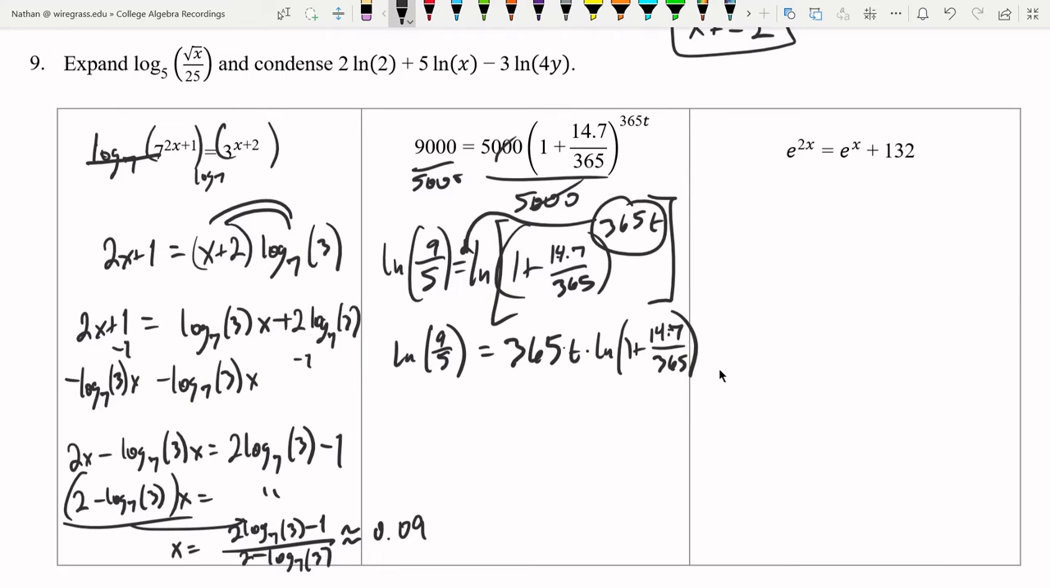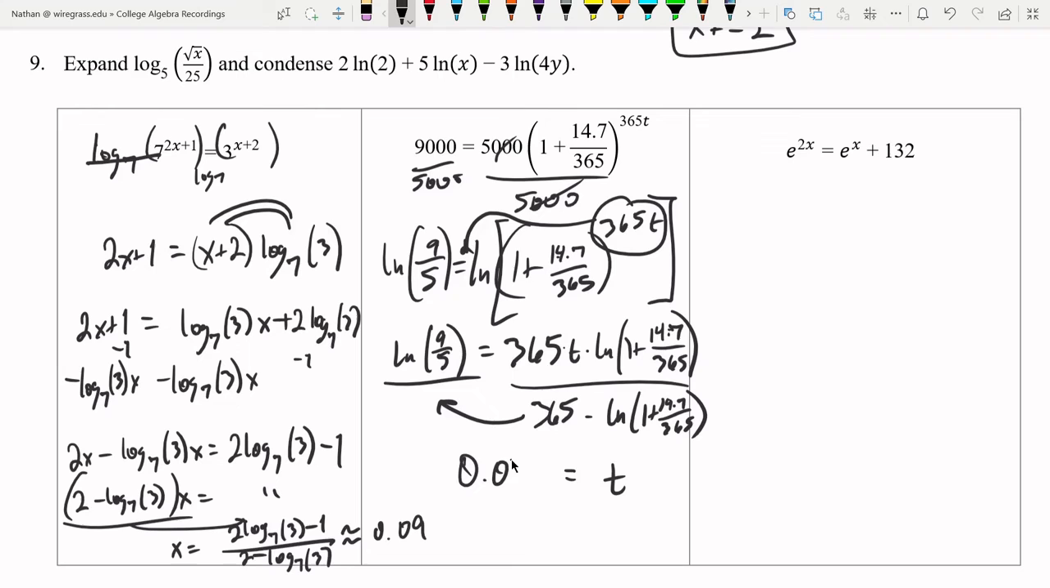And 365 is just a number. The natural log of 1 plus 14.7 over 365 is also just a number. So I can divide it out. 365 times the natural log of 1 plus 14.7 over 365, just divide it out over here. And doing that is going to give us t equal to, well, we can plug this into a calculator and solve that. Let me do that. And that gives me 0.041 just about. It's a nice trick to have. Keep it in mind. We'll use it again.